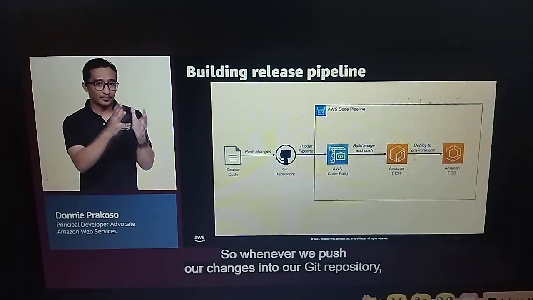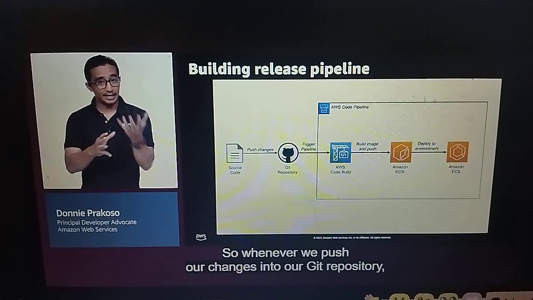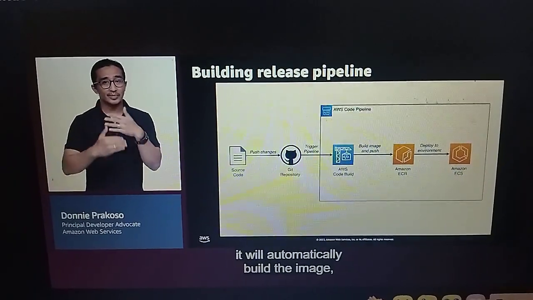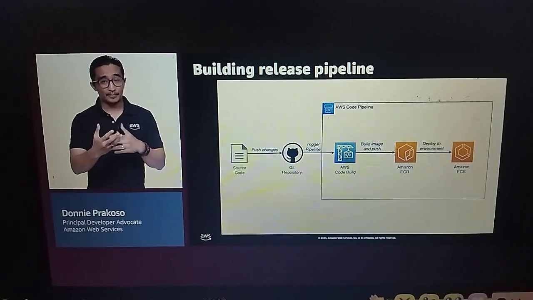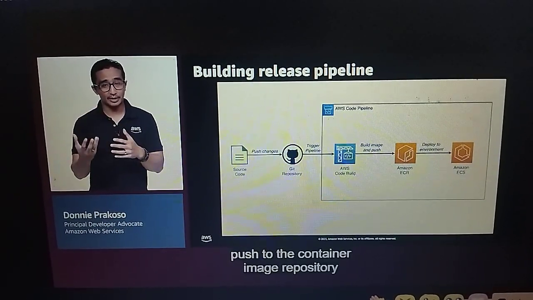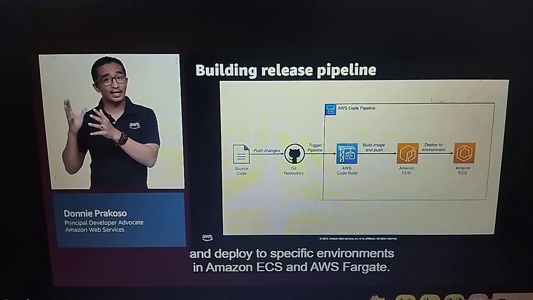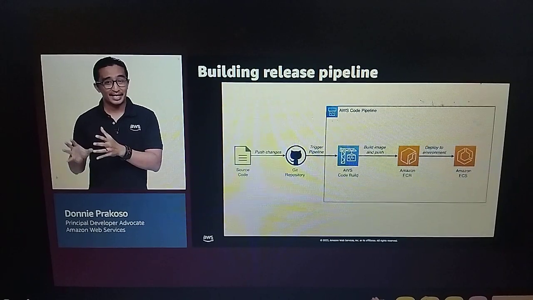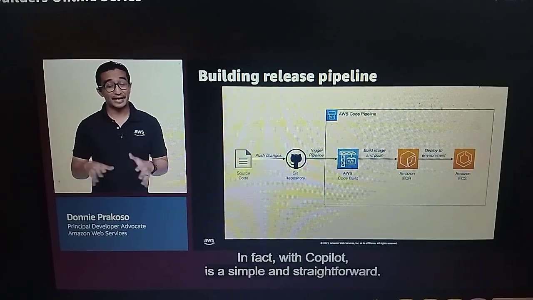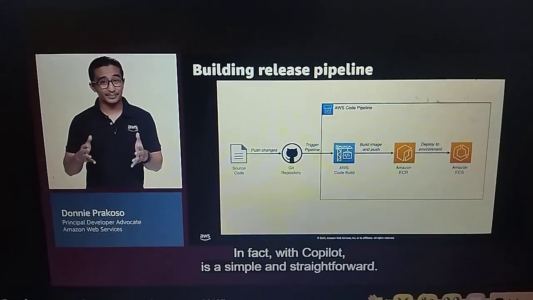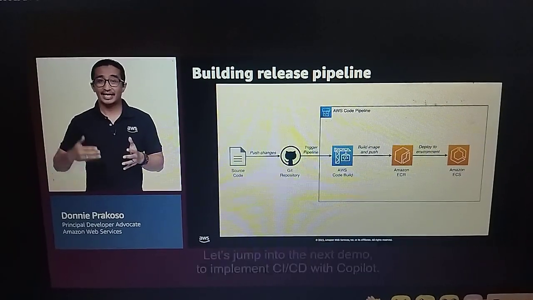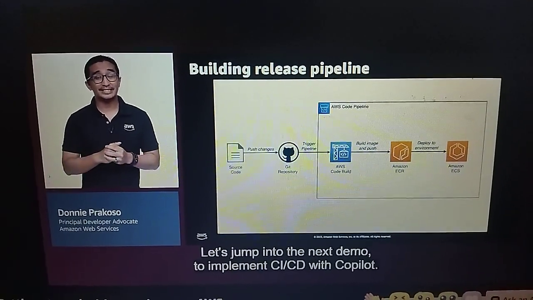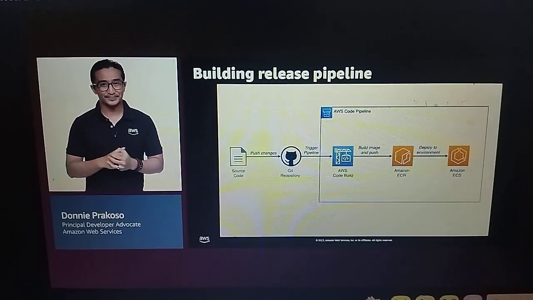So whenever we push our changes into our Git repository, it will automatically build the image, push to the container image repository, and deploy to specific environments in Amazon ECS and AWS Fargate. It's not as hard as it seems. In fact, with Copilot, it's simple and straightforward. Let's jump into the next demo to implement CI/CD with Copilot.